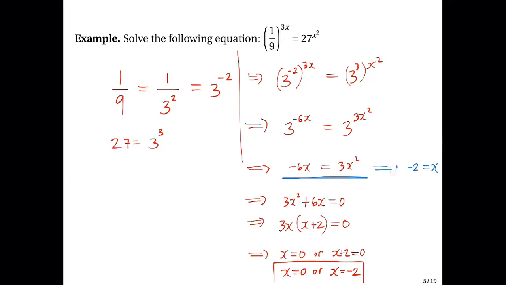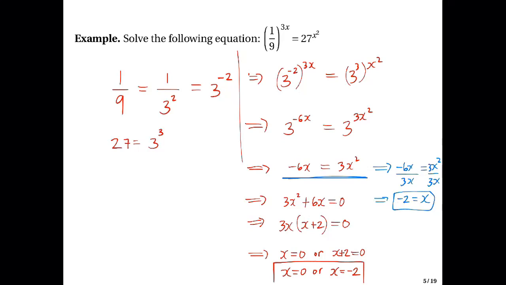So let me write that more completely. You have minus 6x equals 3x squared. They divide this by 3x, divide this by 3x, and that's where they will get minus 2 equals x, or x equals minus 2. And then they will box this as their final answer. So what happened? They will miss x equals 0 as a solution.